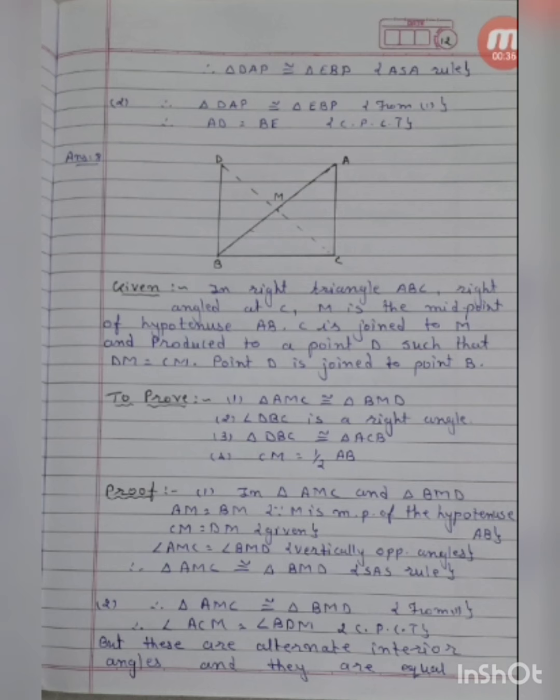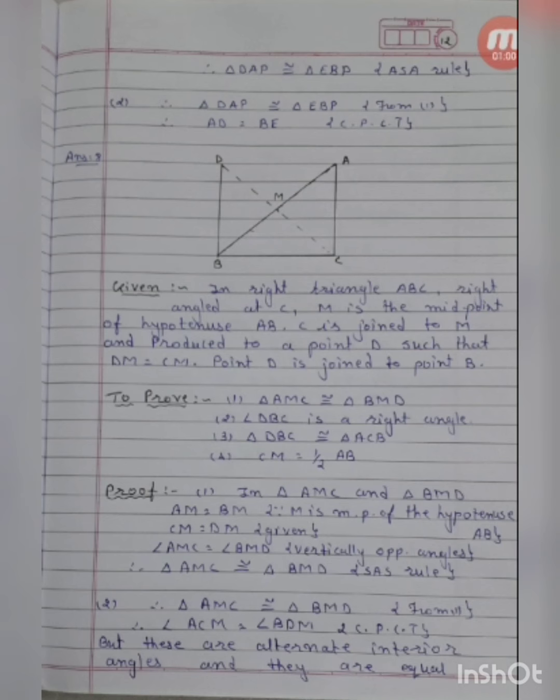Proof for first. In triangle AMC and triangle BMD, AM is equal to BM because M is the midpoint of hypotenuse AB. CM is equal to DM, given. Angle AMC is equal to angle BMD, vertically opposite angles. So we can write triangle AMC congruent triangle BMD, side angle side rule.